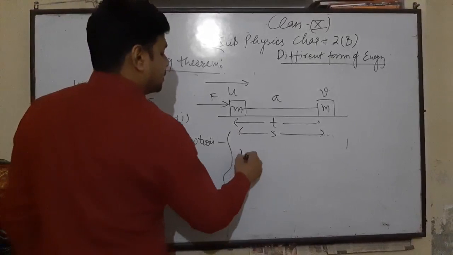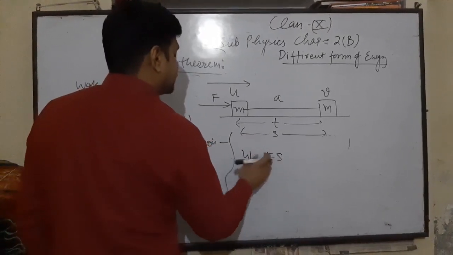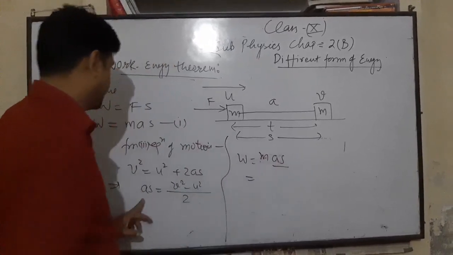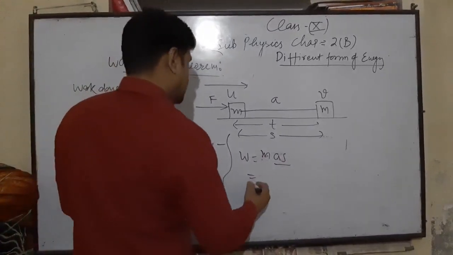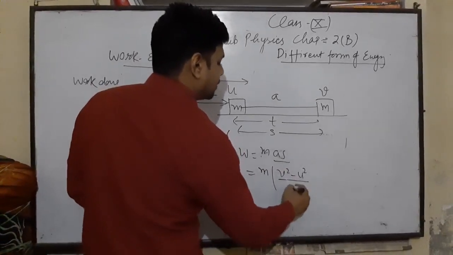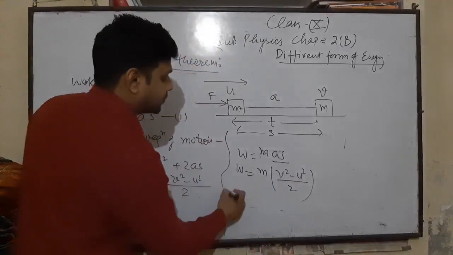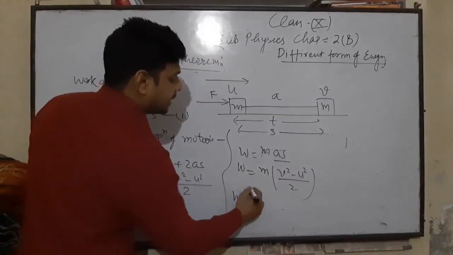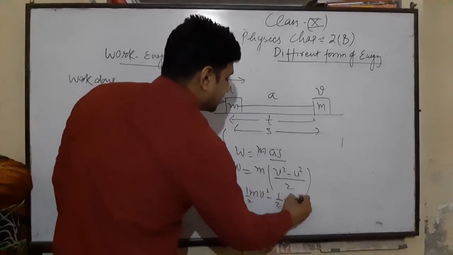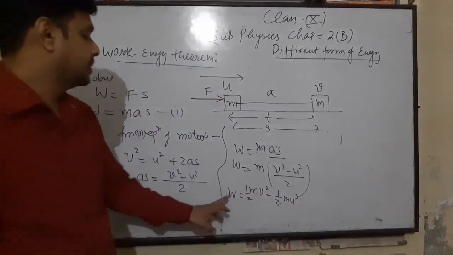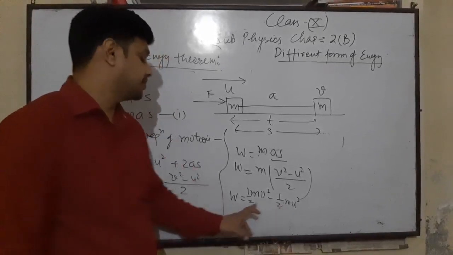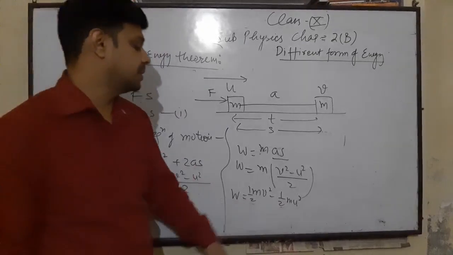From equation 1, W is equal to Fs, so W is equal to mas. Put the value of as: W is equal to m times (v square minus u square) upon 2. So W is equal to half mv square minus half mu square. This is the work done. This is the final kinetic energy and initial kinetic energy. So work done is equal to change in kinetic energy.